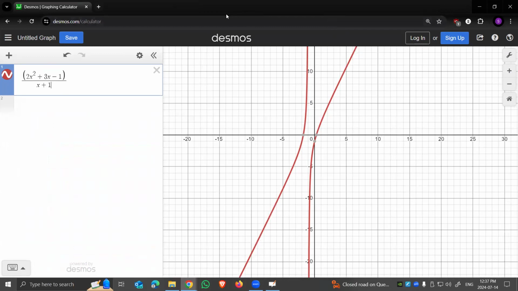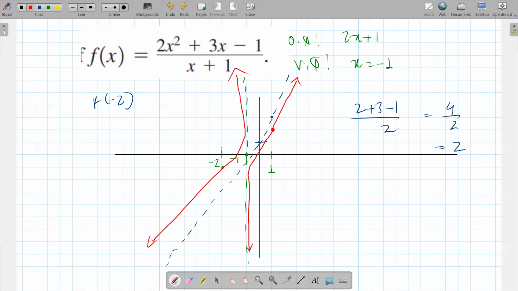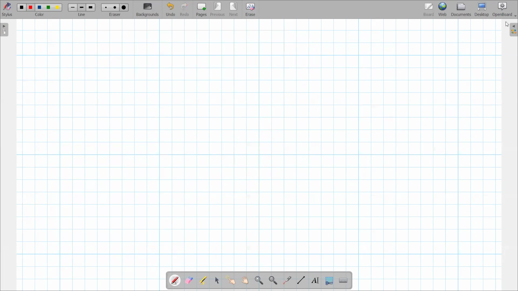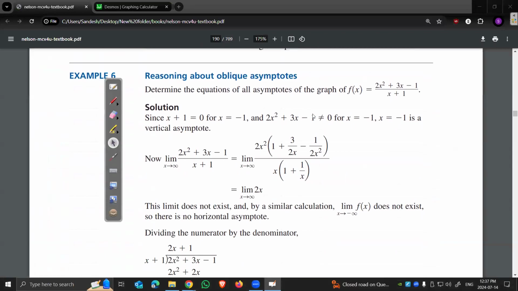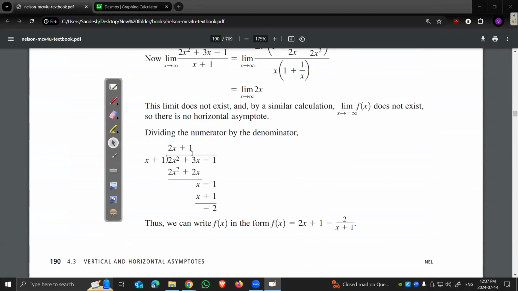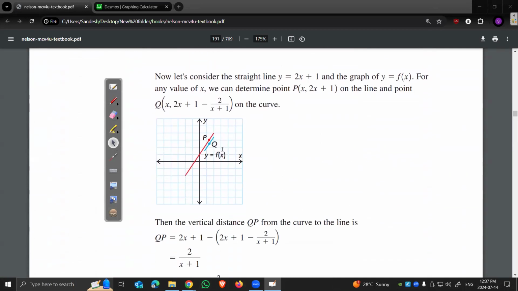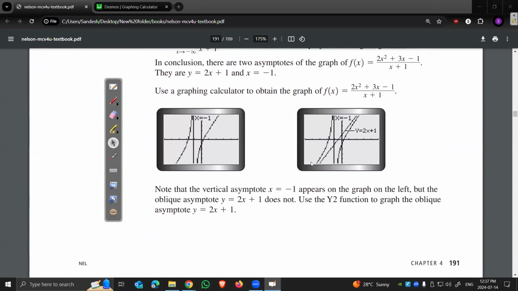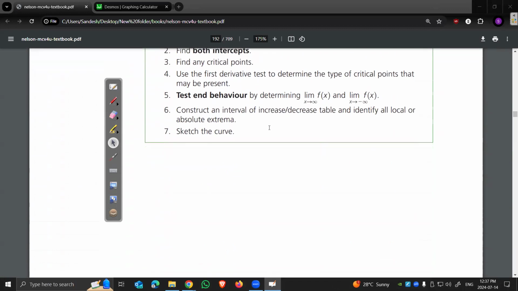Mm-hmm. So that's how you sketch something weird like this. Let's keep going. They used long division, which also works, right? It's not that it doesn't work, but synthetic is just better.